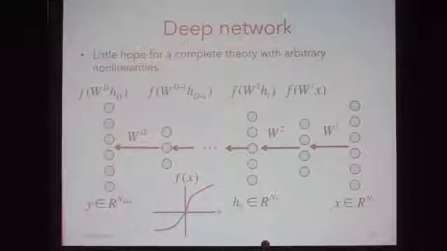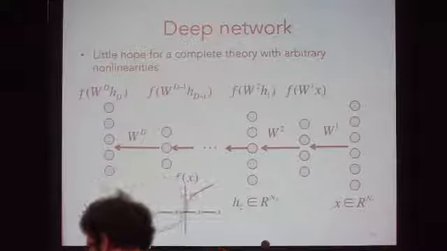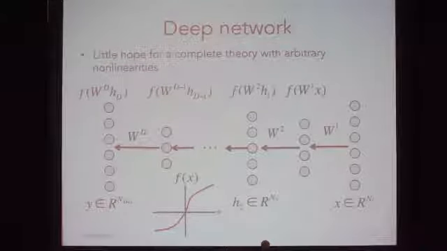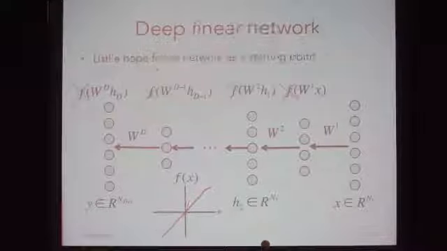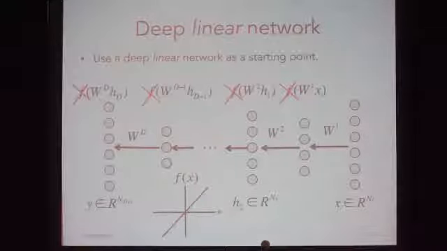So here's what I'm going to do. Here's the deep network. It takes its input in on the right over there, and it passes through nonlinear layers. And of course, it's the nonlinearities that make it hard, so I'm going to do something drastic and just take out all the nonlinearities. Okay, so we're going to look at a deep linear neural network.